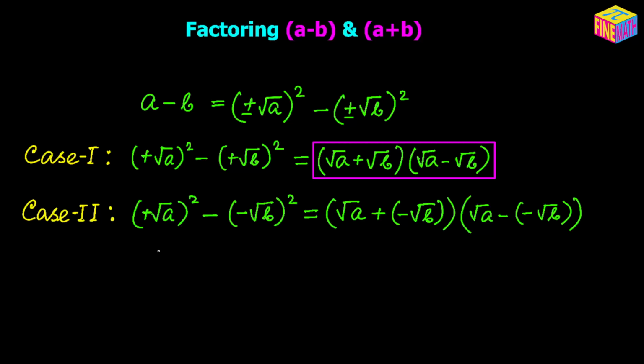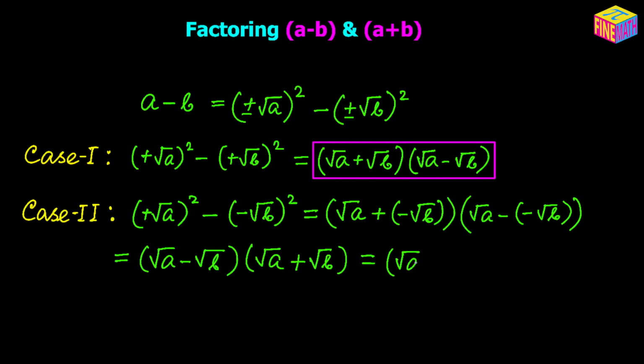And now if we remove the inner parenthesis, then this is going to look like square root of a minus square root of b and then times square root of a and then minus and minus, that will become plus. So that would be square root of a plus square root of b, which again you can write as square root of a plus square root of b times square root of a minus square root of b. So this is exactly the same as the first one that we got.